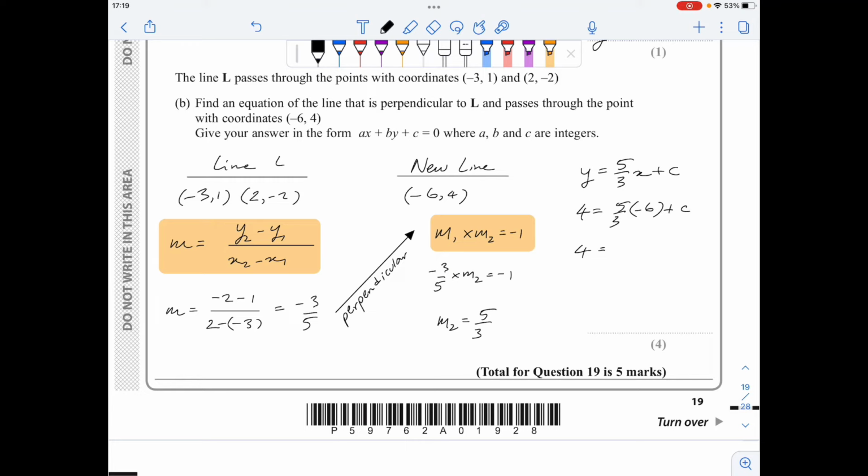4 equals -10 plus c. C comes out to be 14. So the equation is y equals 5 over 3 x plus 14. Let's multiply everything by 3 to get it into this form. So 3y is equal to 5x plus 42. And if I take everything on one side, I get 5x minus 3y plus 42 is equal to 0, which is my final answer.